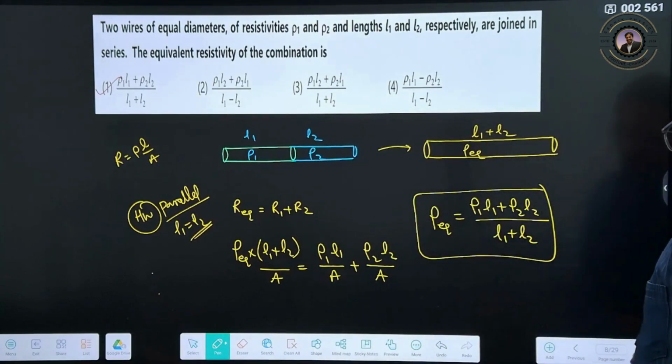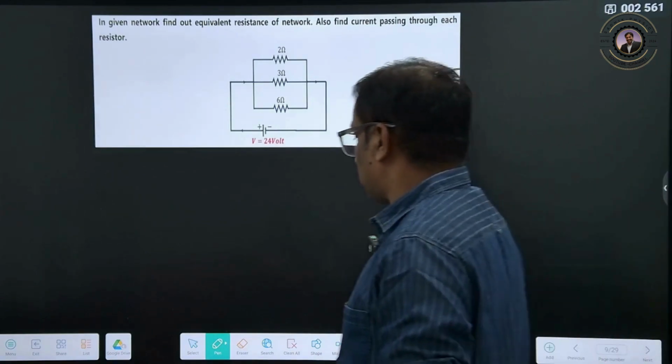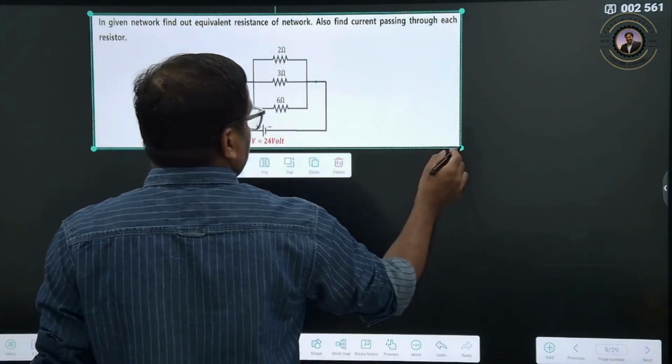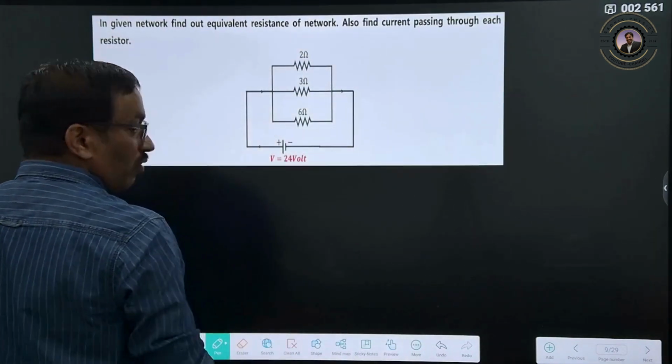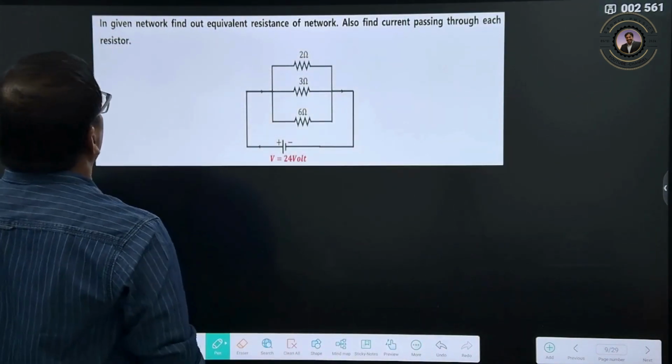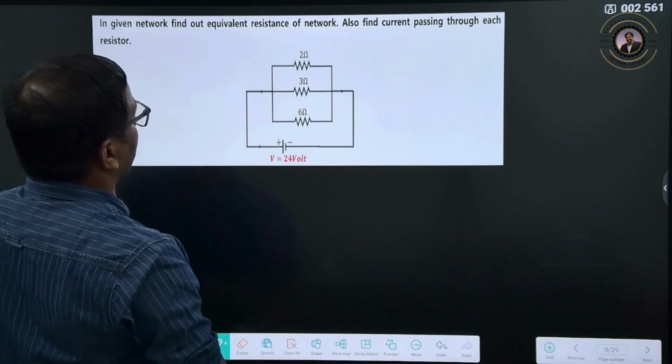Clear? Now we will go for one more question. This is the simplest question, very simple. Later on we will go for a higher difficulty level. So in a network circuit, find out the equivalent resistance.